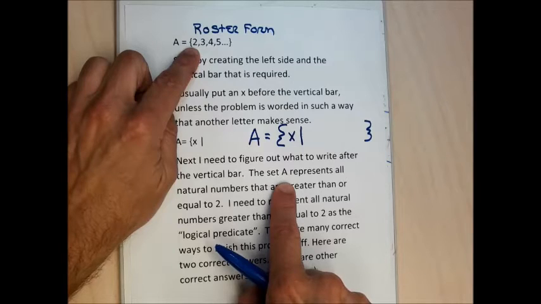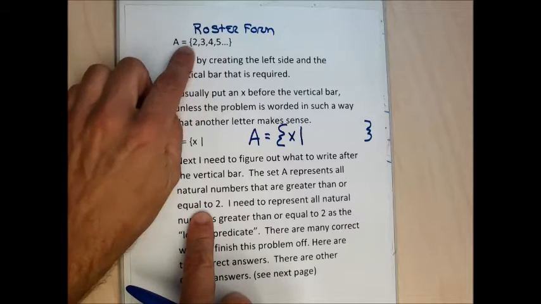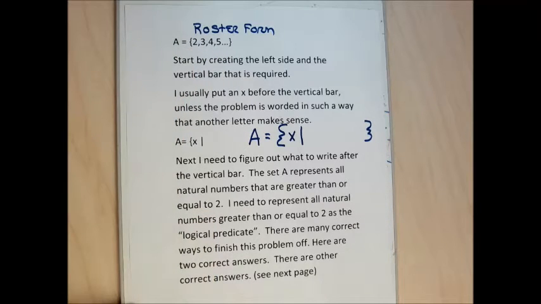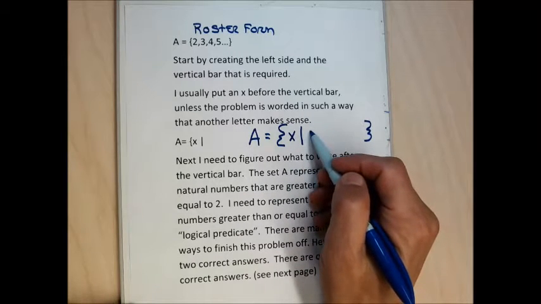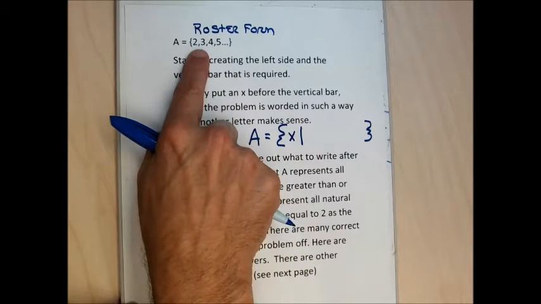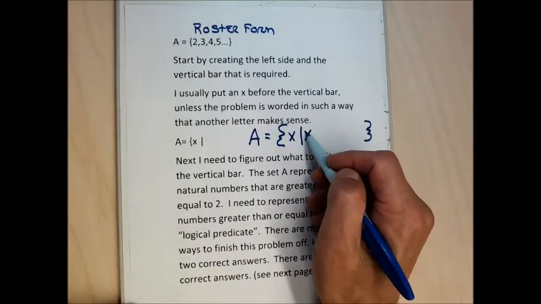These are natural numbers that are greater than or equal to 2. Because they're all natural numbers, they start at 2 and they get higher. Super easy for me to do this. I'm going to do this in the most efficient way that I can. I'm going to do it the lazy way. So I need two things after this vertical bar. I need to say x is a natural number and it's greater than or equal to 2. Easy to do that. In symbols, I could do it like this.